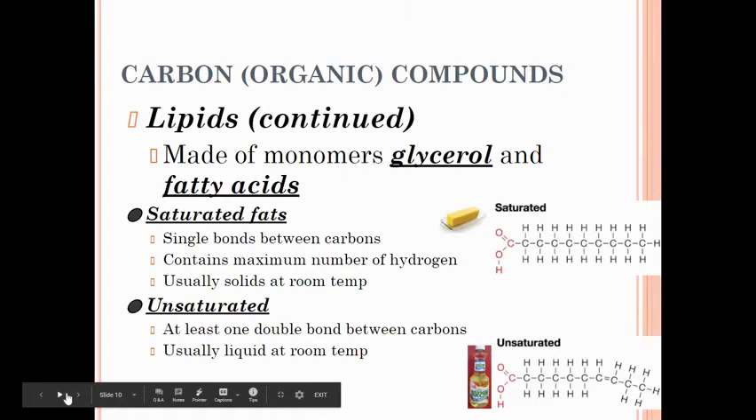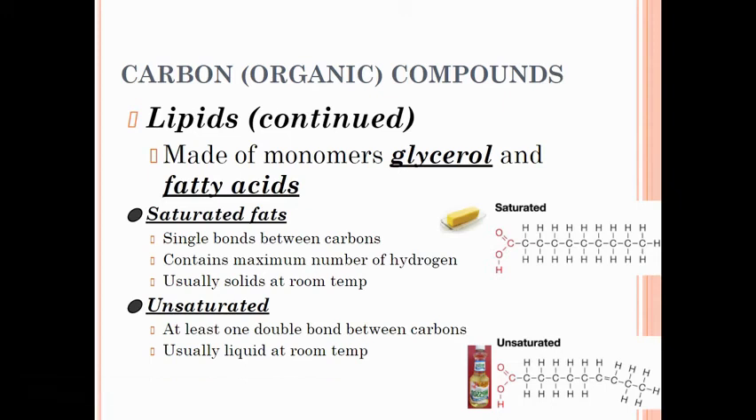All lipids are made of the monomers glycerol and fatty acids. So those would be like the Lego pieces to build the large lipids. Some lipids are called saturated fats. They're saturated because there are single bonds between the carbons. So saturated refers to every carbon having a maximum number of hydrogens attached to it because of the single bonds. They're saturated with hydrogen. And usually they're solid at room temperature. They also usually come from animals.